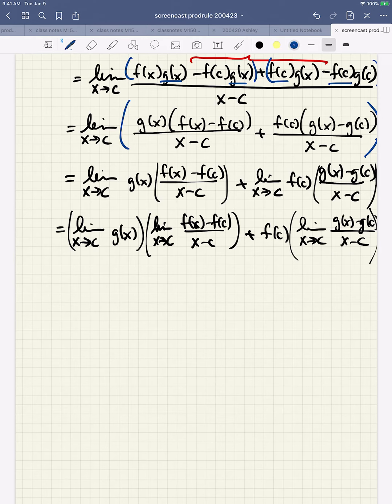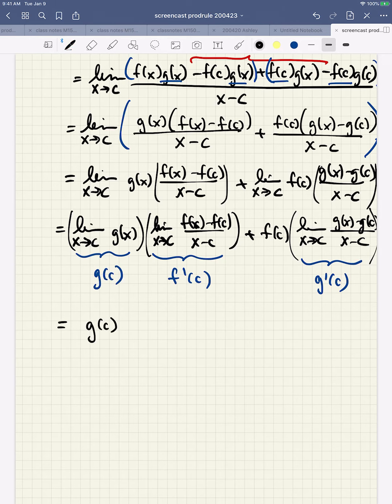And now you'll notice a couple things. This right here is just the definition of g prime of c. And this right here is just the definition of f prime of c, which we assumed exists. And this right here, because g is differentiable at c, it's also continuous at c, so this limit is exactly g of c. And there's the formula we hope to get. So this proves the product rule formula that we're aiming for.